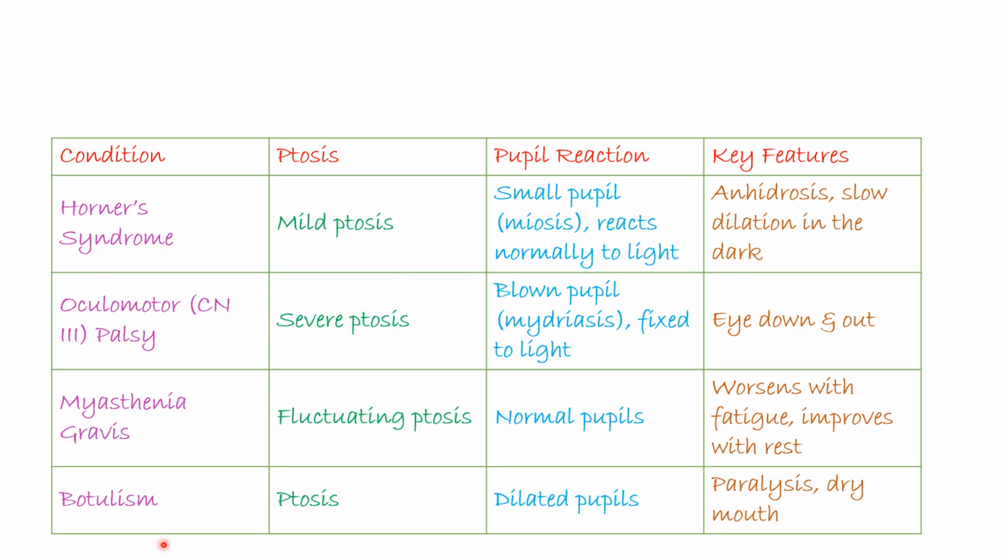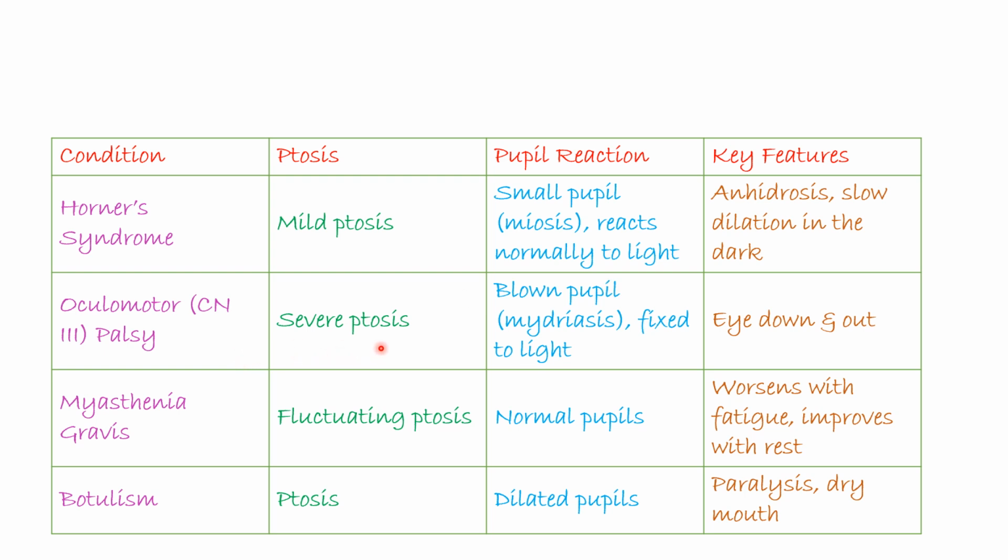So this is a summary of the conditions which usually cause ptosis. We have Horner's, which is caused by sympathetic disruption, and the pupil is usually small because of miosis and reacts normally to light. Key features are anhidrosis and slow dilatation in the dark.